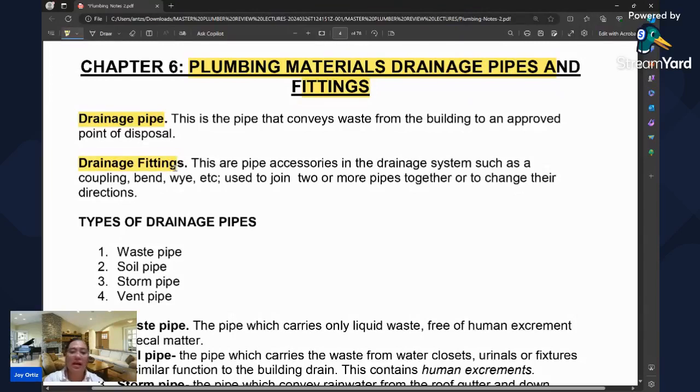Actually, magkakahawig lang po yung mga fittings or ng mga pipings na ginagamit natin. However, iba-iba din yung materials. At usually, pag drainage fittings, mas malalaki po yung mga ginagamit natin na sizes kaysa sa supply. So, these are pipe accessories in the drainage system such as a coupling, bend, Y, etc. used to join two or more pipes together or to change their direction.